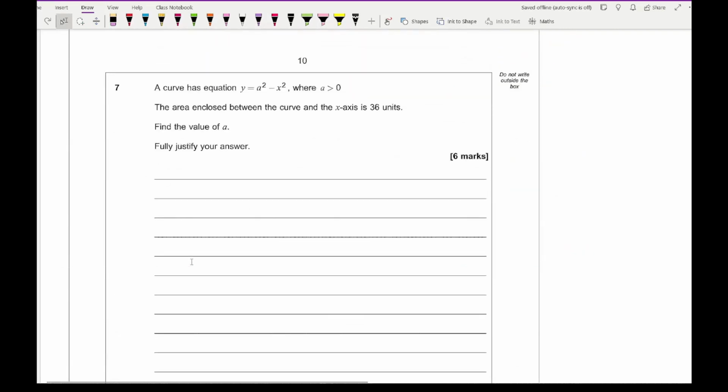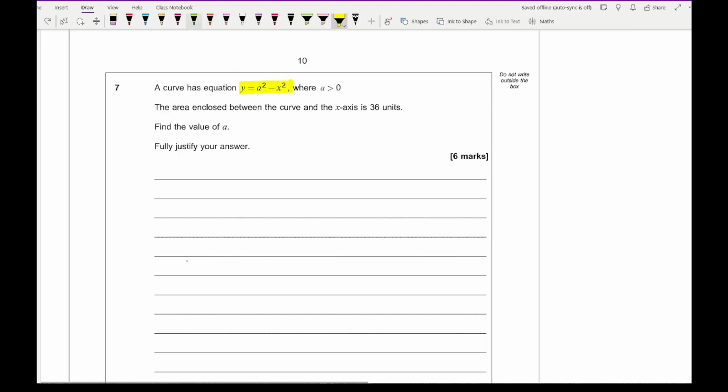Then moving on to question 7, it says that a curve has the equation of y equals a squared minus x squared, where a is greater than 0. The area between the curve and the x-axis is 36 units. Find the value of a, fully justify your answer. So looking at the shape of this graph, now we know that a is just a number, but we know that it's a positive number.